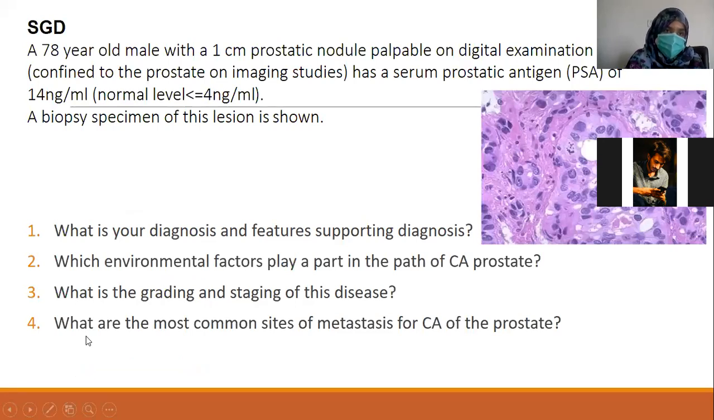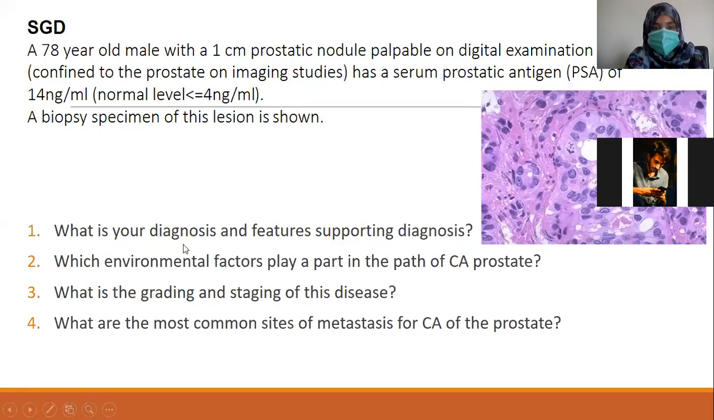So another question: a 78-year-old male with a 1 centimeter prostatic nodule palpable on digital examination has a serum prostatic antigen PSA of 14 nanogram per ml. As you know, the normal levels should be less than 4 nanogram per ml. So the PSA level is so high. The biopsy specimen of this lesion is shown. So this is the biopsy lesion. What you can see is anaplasia, you can see pleomorphism. So let's go to the questions.